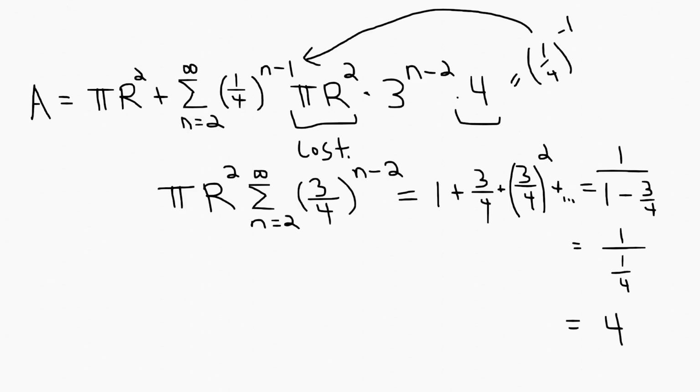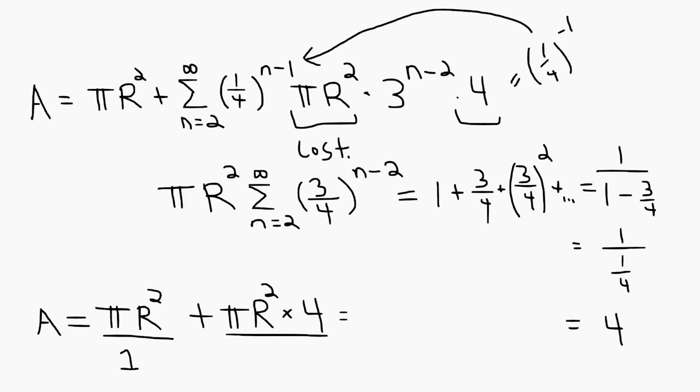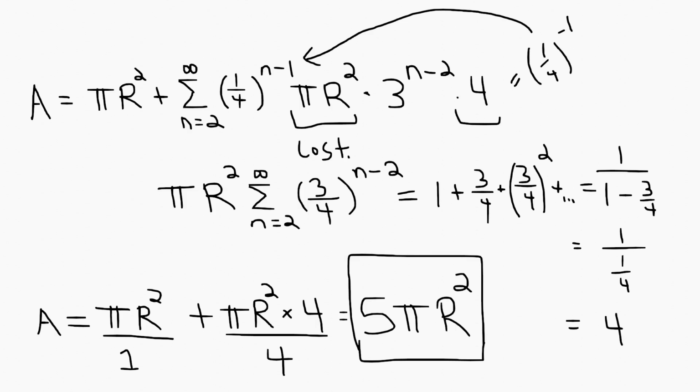Now putting everything together, I get pi r squared plus pi r squared times 4. I have 1 pi r squared plus 4 pi r squareds, which equals 5 pi r squareds. So thus the total area of our little snowflake to begin with was 5 pi r squared. That is everything, so I hope you enjoyed, and thanks for watching.